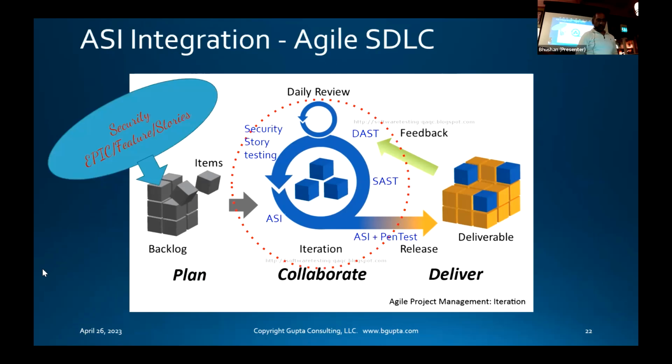So this quadrant right here is where you are going to look at the targets and try to understand the attack surface. And then you run it through your regular process.